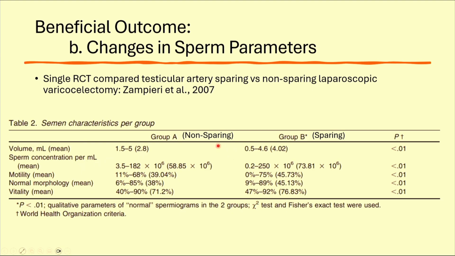He found that in the non-sparing group, the volume was 2.8 after the intervention, and in the sparing group, the volume was 4. In sperm concentrations, 58 to 73, 39 to 54. So basically, all of these are statistically significant differences. The problem with this study is that they did not evaluate the semen analysis prior to conducting the study. They did not mention the exact numbers, however, they just mentioned in their paper that there is no difference in the distribution of patients with abnormal semen parameters between group A and B.